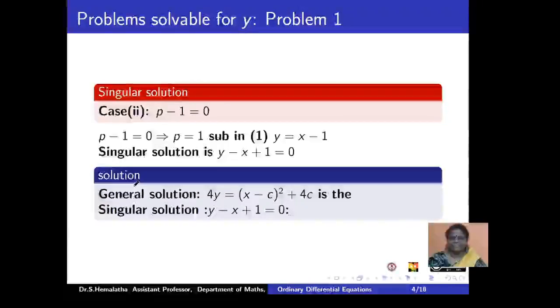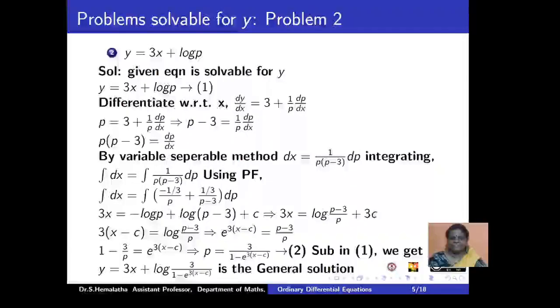So this is an illustration. The second illustration again involves 3x plus log p. Do the same process: differentiate with respect to x, and get the factors of this kind. But if you observe this step here, you cannot separate x. You can separate and write dx equal to dp of this kind, but integrating is not easy, or it's easy but not in the immediate step, you cannot write the integral value. So you need to do work on this factor.